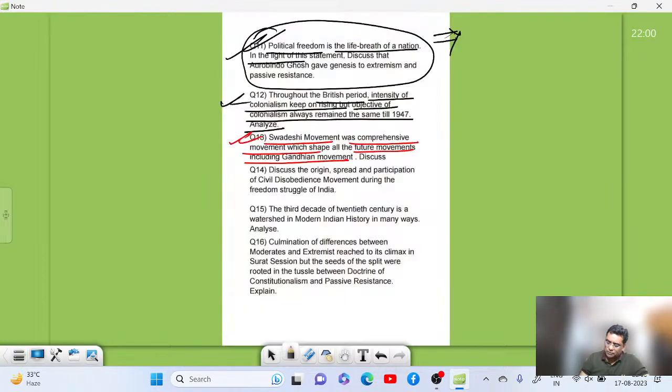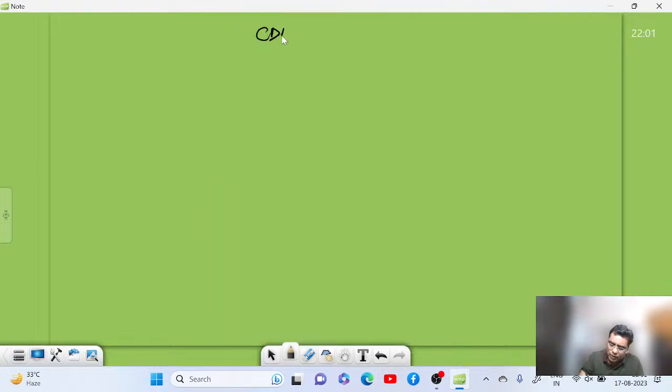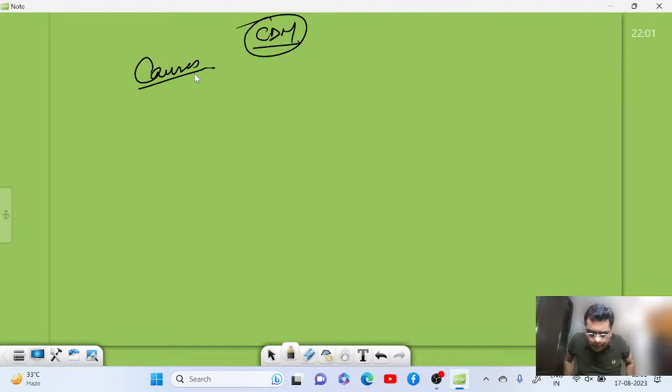So you can tackle this question in the same way. Look: discuss the origin, spread and participation of the civil disobedience movement during the freedom struggle of India. So CDM, civil disobedience movement, is a very straightforward formula. You can find what the causes are. The second mass movement, the civil disobedience movement, was the most comprehensive movement with all kinds of technicalities involved in it.